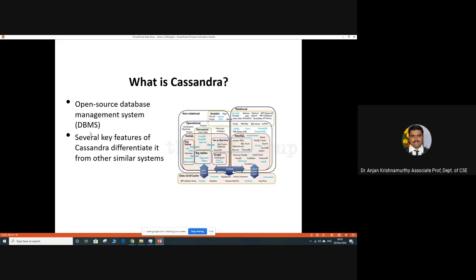Now, what is Cassandra? Cassandra is an open source database management system, very similar to a relational system, but it's actually a non-relational system, right? There are several key features of Cassandra that differentiate it from other systems. Now, this box here is a system of relational databases. Examples like MySQL and PostgreSQL are all relational databases. There is also a concept called NoSQL, which is a combination of relational as well as non-relational systems. There are a few examples, something like MySQL Cluster, then Nimbus and so on.